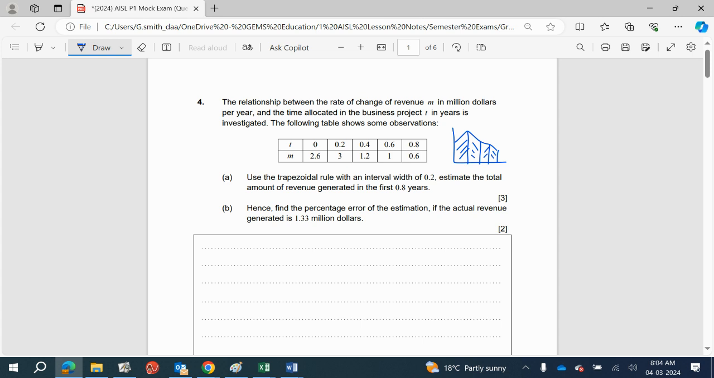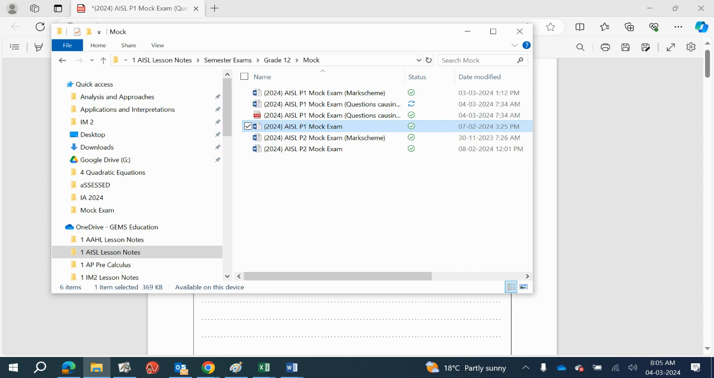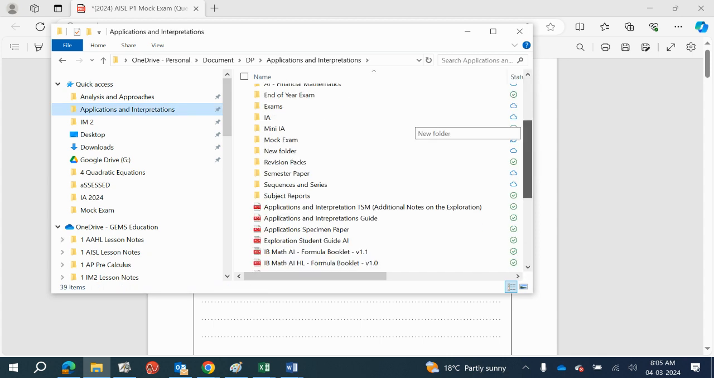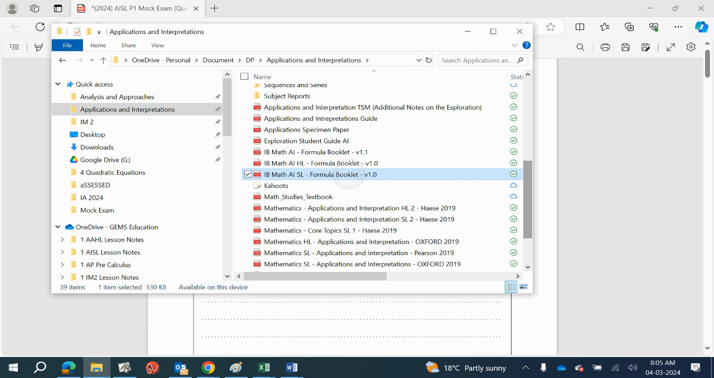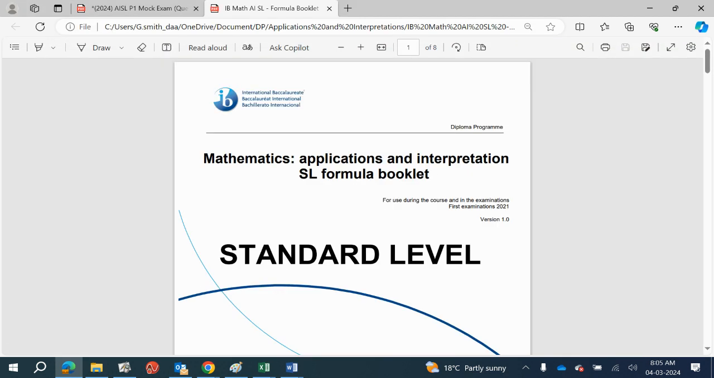How many columns does the table have? We got 3 answers to that question. There's 5. How many trapezoids do we have? 4. Always one less. When we look to the formula sheet, the formula for this one is right at the end, isn't it?